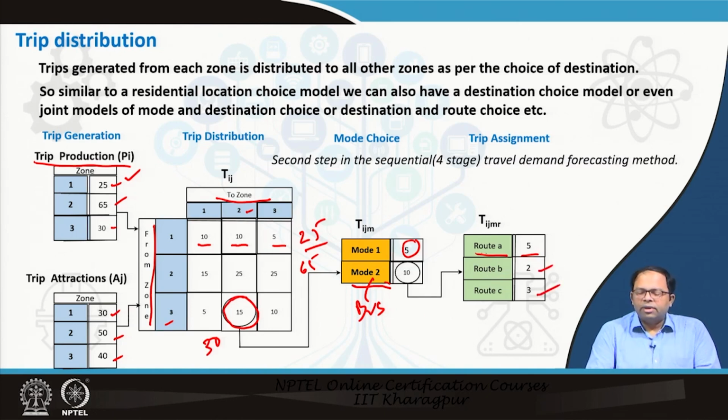In case of car, we can say route A is the shortest route, route B could be the second shortest route, and route C could be the third shortest route, or it could be in any order. So, we can see this is the distribution. These are 3 routes which could be used to reach between these 2 points, and this is how trips would be distributed. So, this is the basic concept of trip distribution.